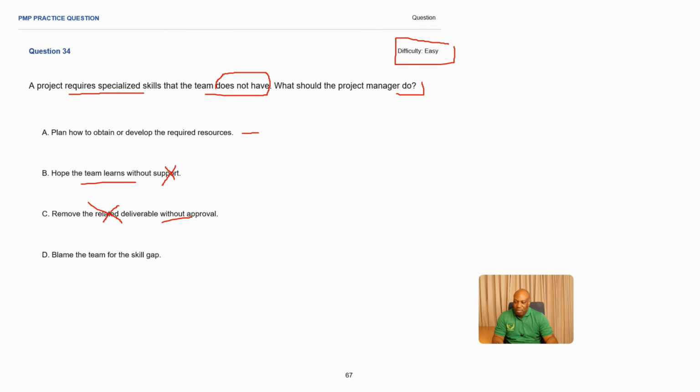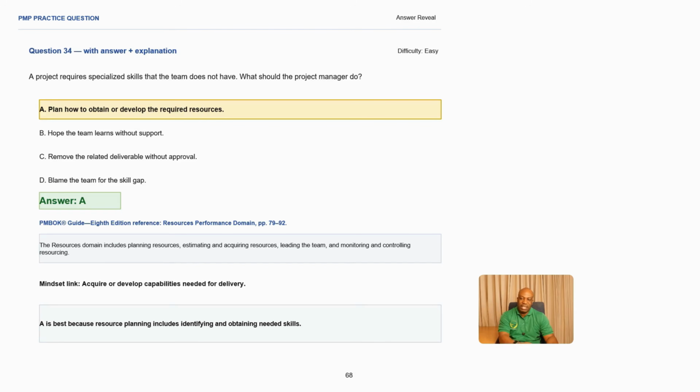Then D, blame the team for the skill gap. You don't blame your team in the project. Remember, during execution, one of the process is to develop your team. You must make sure your team is trained enough for the project, making this an incorrect answer. Therefore, the best answer in this scenario is A. You need to plan how to obtain, okay? You need to plan how to obtain or develop the required resources in a project environment.